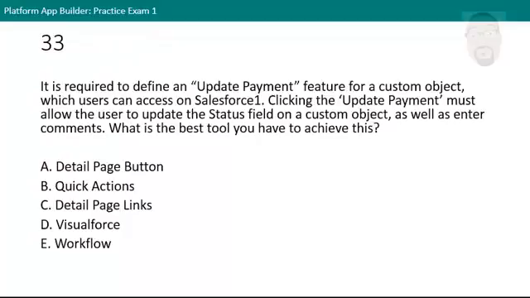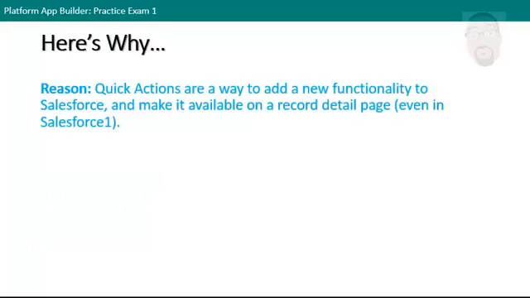It is required to define an update payment feature for a custom object, which users can access on Salesforce One. Clicking the update payment must allow the user to update the status field on a custom object, as well as enter comments. What is the best tool you have to achieve this? Quick Actions. Quick Actions are a way to add new functionality to Salesforce, and make it available on a record detail page, even in Salesforce One.